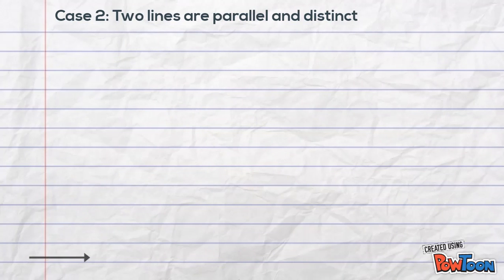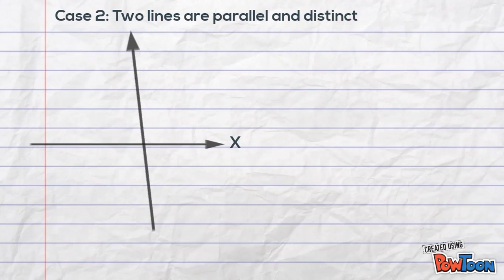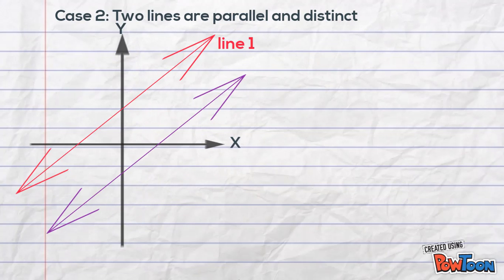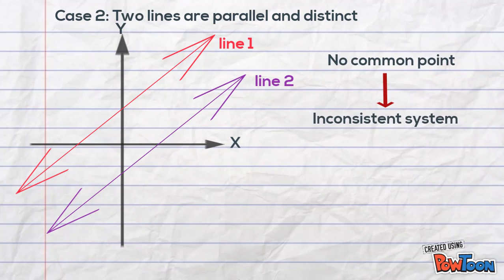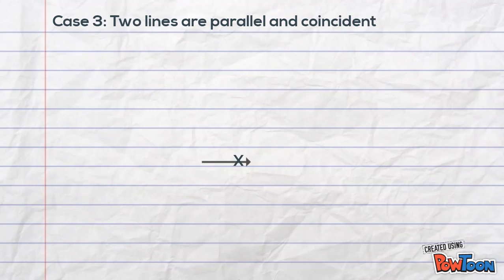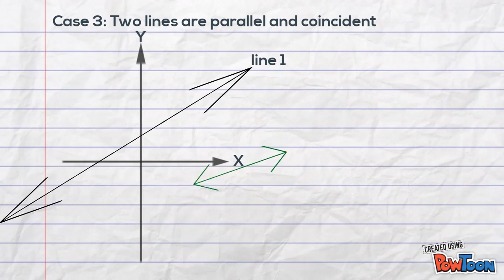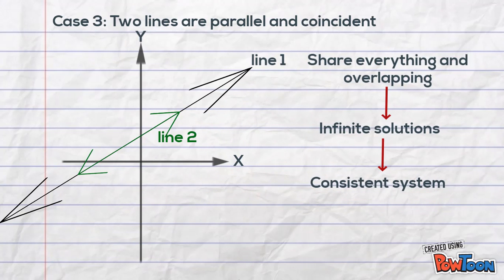Case 2. 2 lines are parallel and distinct. If 2 lines are distinct, it means that they don't share any common point, even though they are parallel to each other. The system in this case is an inconsistent system. Case 3. 2 lines are parallel and coincident. If 2 lines are coincident, they share every point on the lines, because the 2 lines are overlapping. It has infinite solutions and the system is consistent.